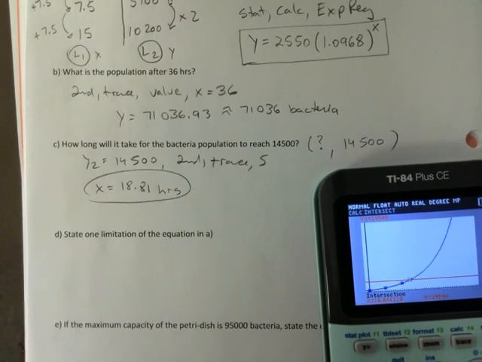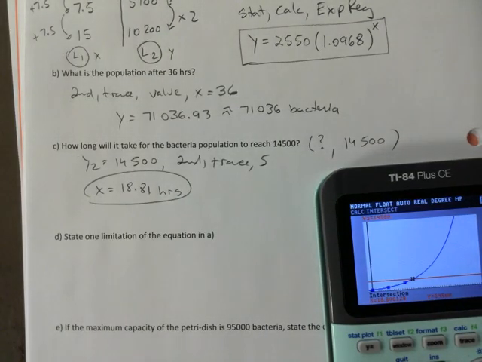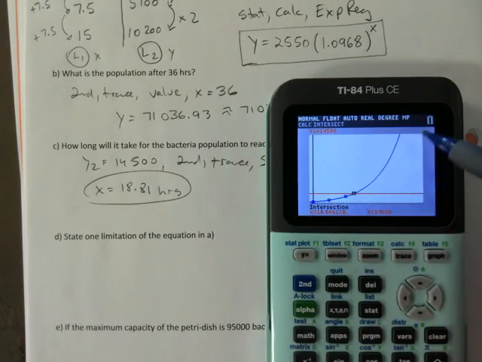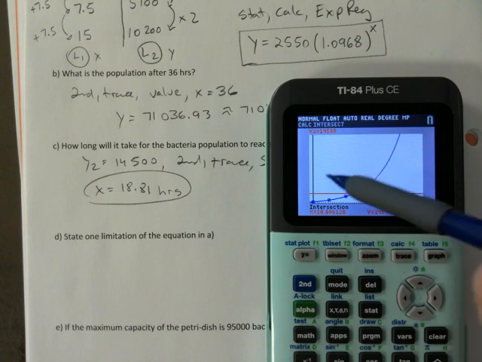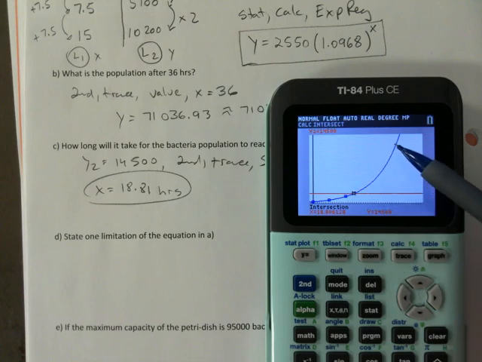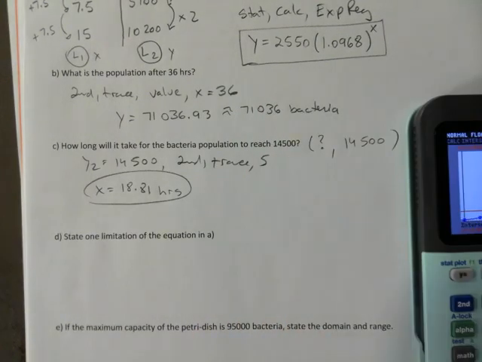State one limitation of the equation in A. So this model right here, what's a limitation of this model as is? Do you think the population will just keep growing indefinitely if you're in a petri dish? There's only so much space, correct? And then bacteria is actually going to start decreasing after a while. So this is probably only true for a certain amount of time, not into infinity, right? So that is what I mean here. There's a bit of a restriction placed on the fact that this just keeps growing indefinitely. So I'll say that.